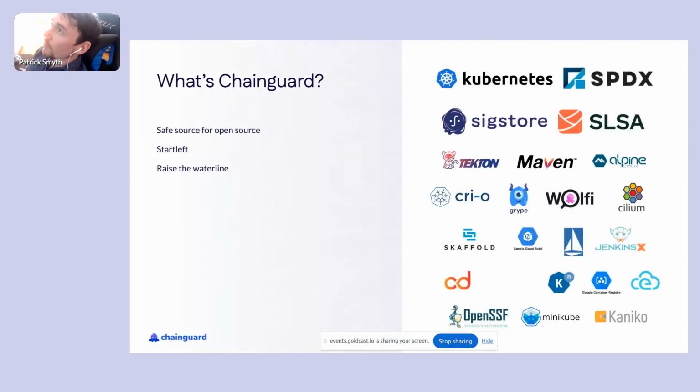So who are we at Chainguard? Our motto is we're the safe source for open source. You might have heard the motto shift left, which means get a little bit further upstream when you're thinking about security, because you kind of have to these days. However, we start left. So we start at the beginning.